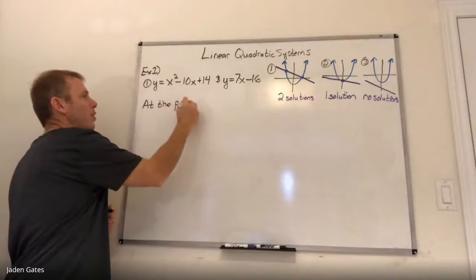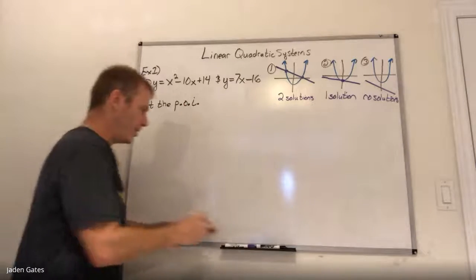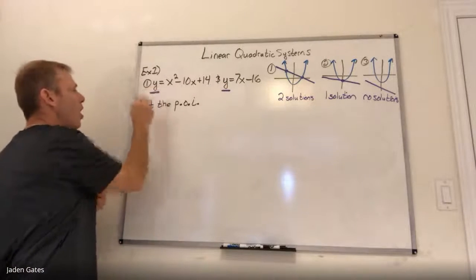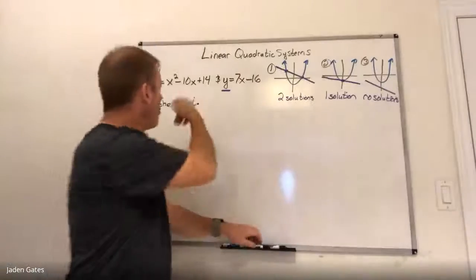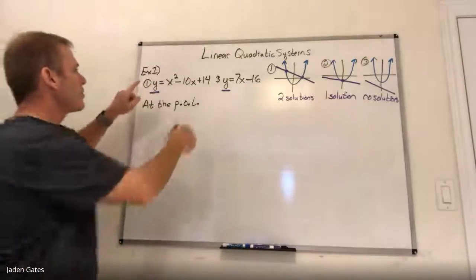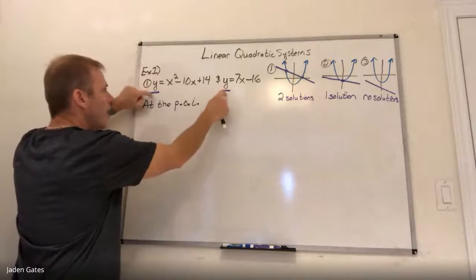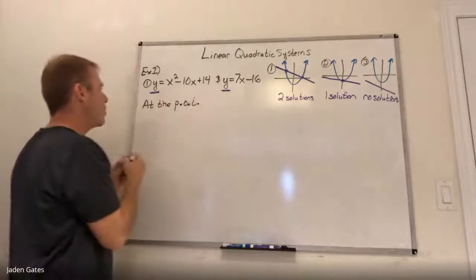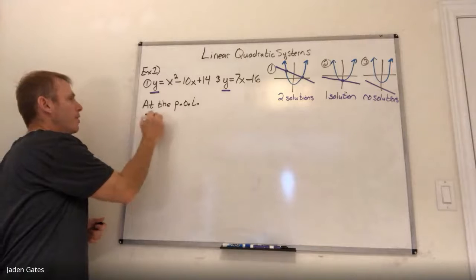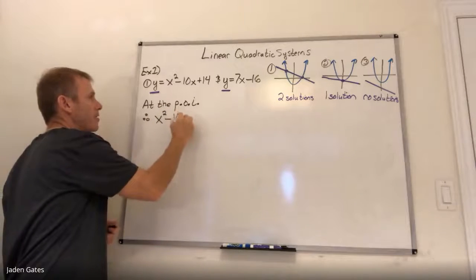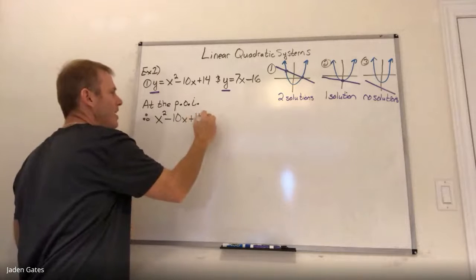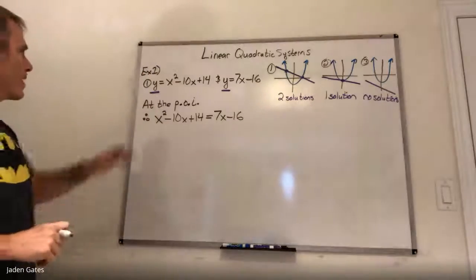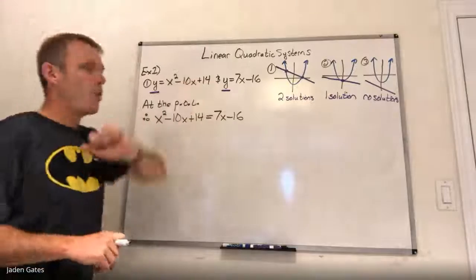so I'm going to write POI, at the point of intersection, this y here and this y here are equal, all right? Now, I don't know what the x value is, but we'll get to that. But at the point of intersection, if these 2 y's are the same, that means these 2 parts are the same. And so at the point of intersection, therefore, x squared minus 10x plus 14 is equal to 7x minus 16. All right, so that's because, again, at the point of intersection, they have the same x and the same y at the same time.